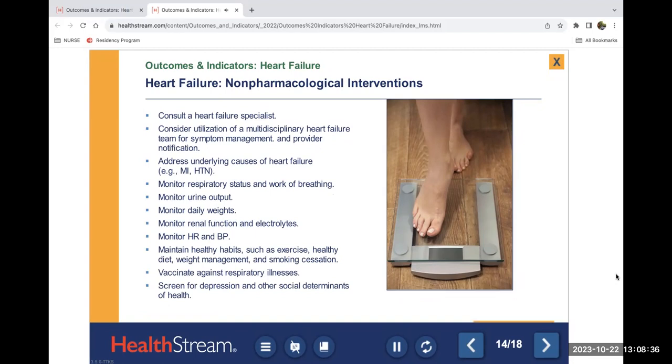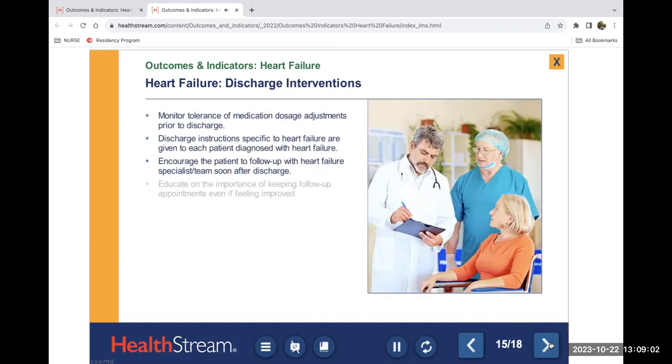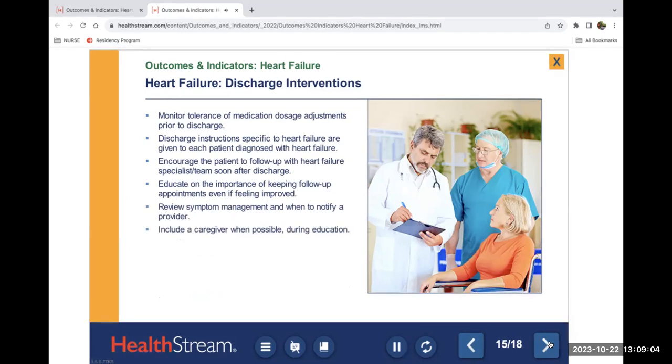Maintain healthy habits such as exercise, healthy diet, weight management, and smoking cessation. Vaccinate against respiratory illnesses. Screen for depression and other social determinants of health. Monitor tolerance of medication dosage adjustments prior to discharge.